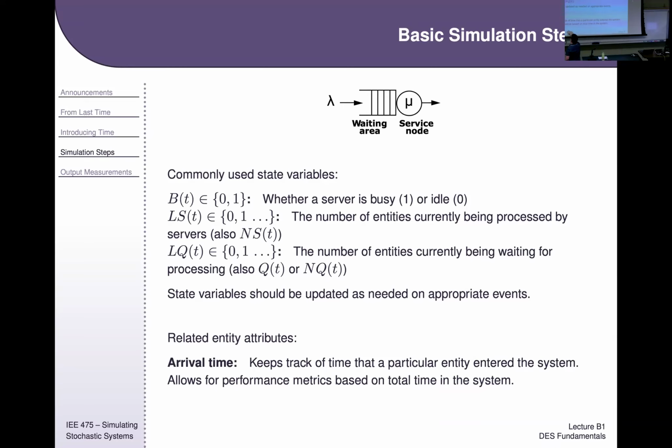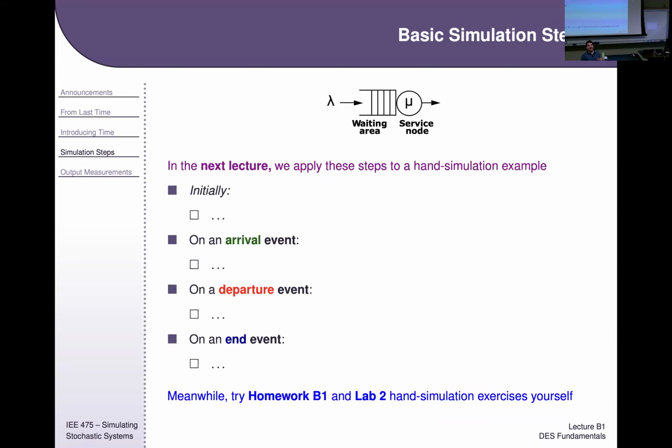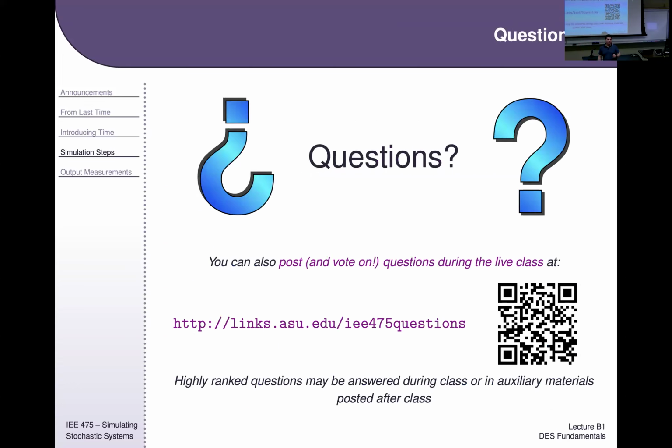For entities, we're going to keep track of their arrival time. You'll do that in your homework. We do that so that when we calculate stats, when the entity has a departure, we can ask how long was this entity in here? If we know the current time and we know when this entity arrived, we can calculate how long this entity was in the system. And we use that in our performance stats and our KPIs, our key performance indicators. In the next lecture, we'll actually do this in a hand simulation example that will look like a minimal version of your homework. But it's my claim that you have enough information to start on that homework.